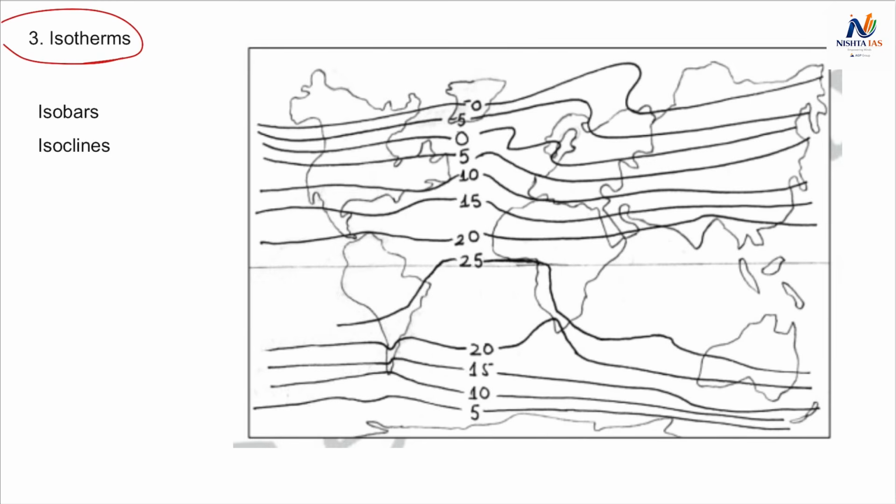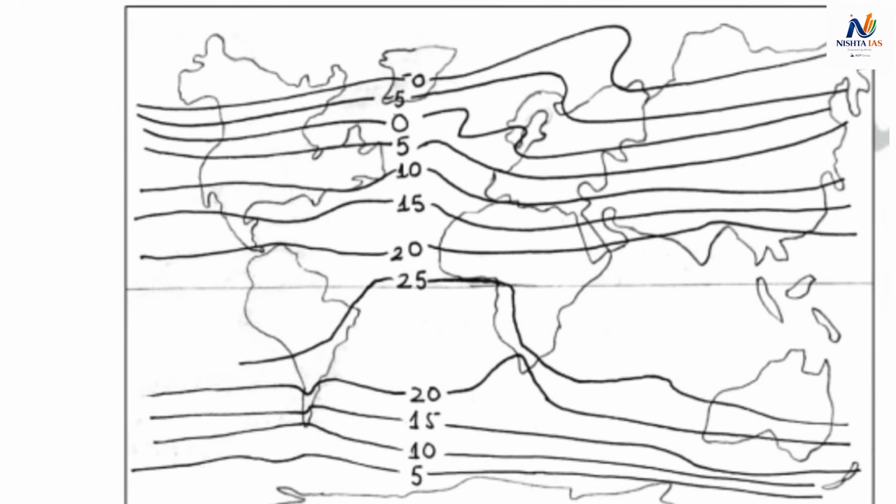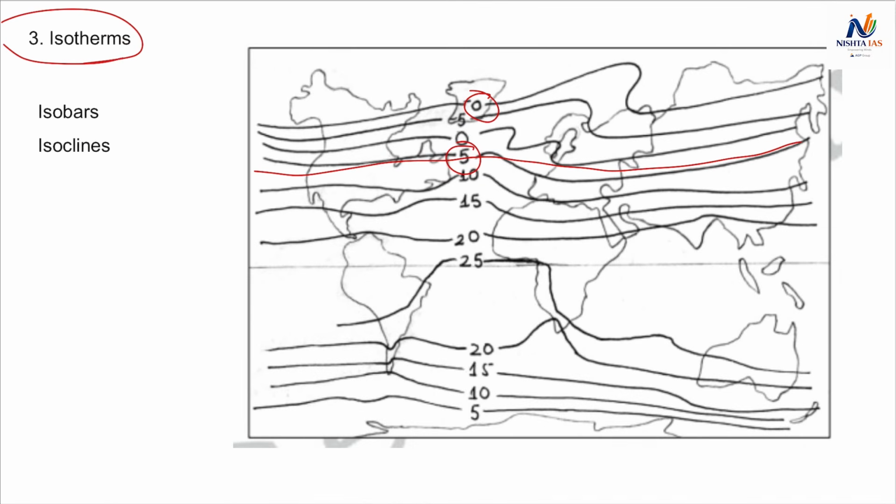And then coming to next topic, isotherms. Friends, isotherms is a very simple concept, but the questions asked are not that simple. So here we can see the isotherms. That means the points on the earth which coordinate for the same temperature. So here we have the 0 degree isotherm, or maybe the 5 degree isotherm. That means throughout the earth we have 5 degrees at these places.